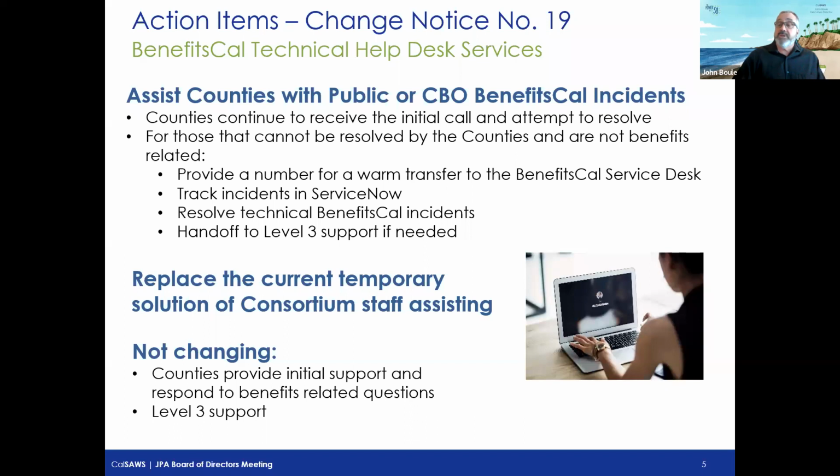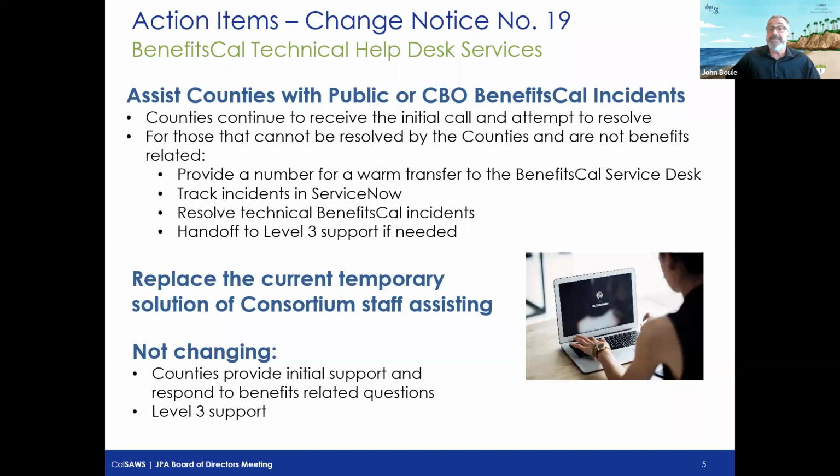And then one of the items that we're looking at, in consultation with input that we received from directors at CWDA and those types of things, as well as our implementation experience, is that as the counties are going live on Benefits Cal, there are many different technical items that may come up that county staff need support on. That became very apparent with the LA go live.